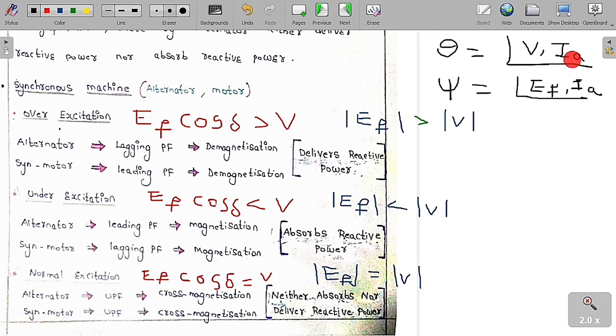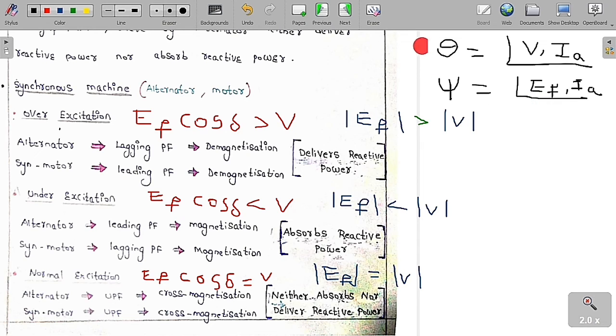And when the current Ia is lagging V, it is called the lagging power factor. And whenever the current Ia is in phase with V, it is called UPF with respect to the alternator. Whereas for the motor, we define the power factor with respect to psi. Whenever Ia leads EF, it is called the leading power factor. Whenever Ia lags EF, it is called the lagging power factor. And whenever Ia is in phase with EF, it is called the unity power factor.